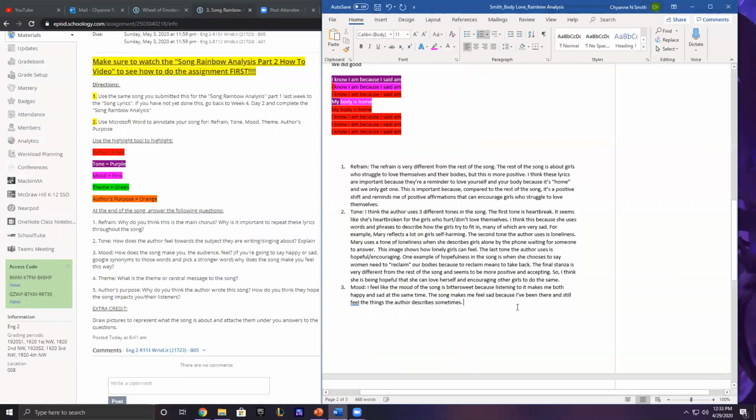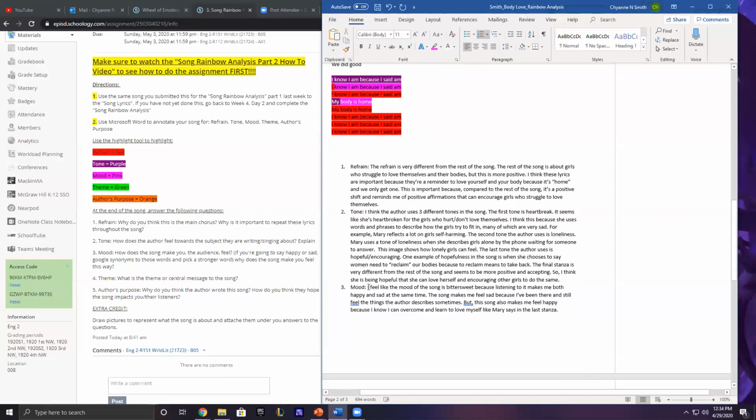But if it's bittersweet, it also makes me happy. So I would write that. But this song also makes me feel happy because I know I can overcome and learn to love myself, like Mary says in the last stanza. Right, so I connect my happiness to a very specific point. And it's that last positive affirmation there that I know I am because I said I am.